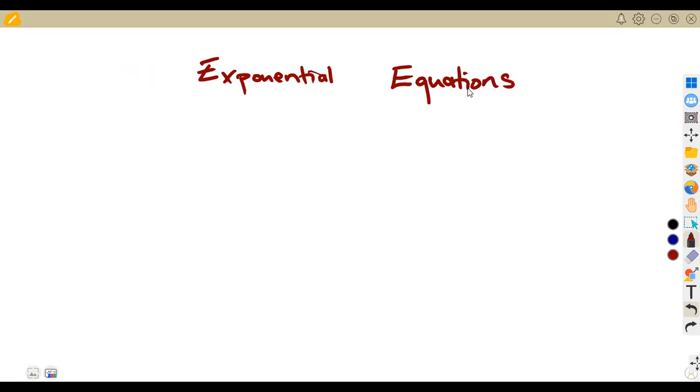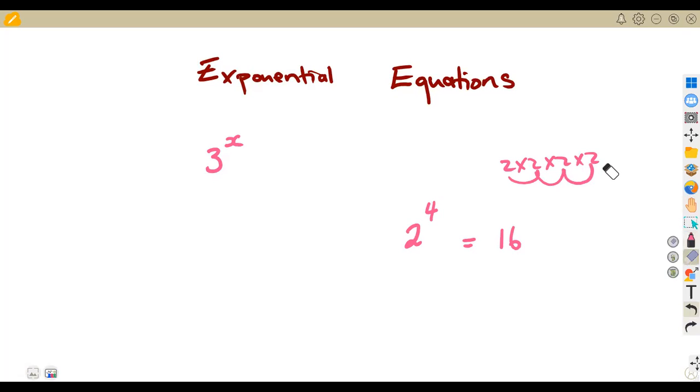Meaning to say, under the layout of our exponents, we can have a number raised to a certain exponent that we do not know. We know that 2 can be raised to the exponent of 4. You multiply that number, you get 16. Remember, 4 times: 2 times 2 is 4, 4 times 2 is 8, 8 times 2 is 16.